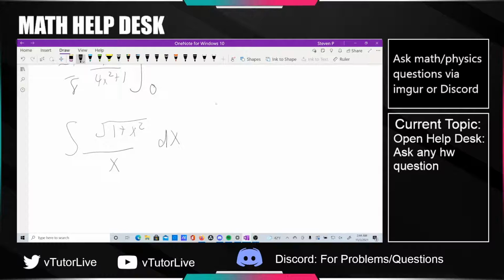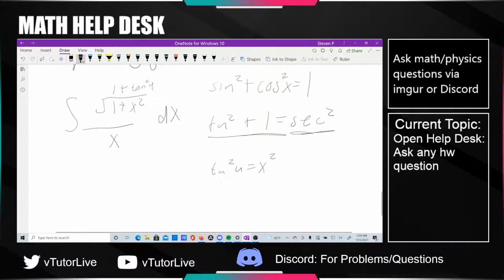I'll start by writing the identity as always. Whenever I see a constant plus or minus x squared, I'm going to write out my identities like a good child. What does this look like to you? Tan squared plus 1 is equal to secant squared. What does this look like to you? The second one. Okay, I agree. So we're trying to make this into 1 plus tan squared of u, so tan squared of u is equal to x squared. So x is equal to just tan of u.